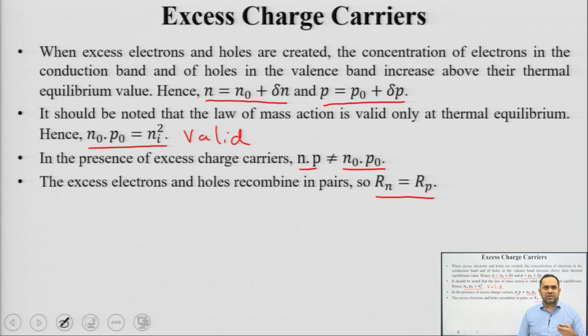For the direct case, the rates at which generation and recombination take place are the same for both electrons and holes. The excess electron concentration is equal to the excess hole concentration for this case also.